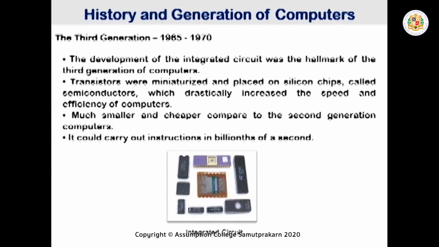Then after that, we have the third generation during 1965 to 1970. Now they developed the integrated circuit. When I was young, we used to use this one, the integrated circuit. Transistors were miniaturized. They made the transistor very small and placed it on silicon chips called semiconductors, which drastically increased the speed and efficiency of the computers. Much smaller and cheaper compared to the second generation.